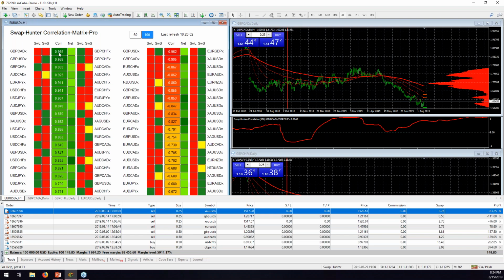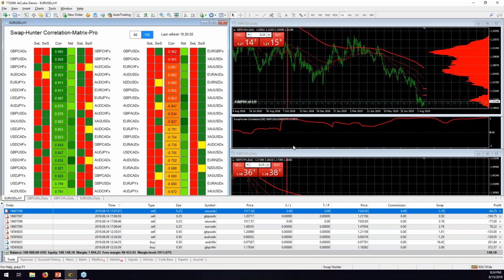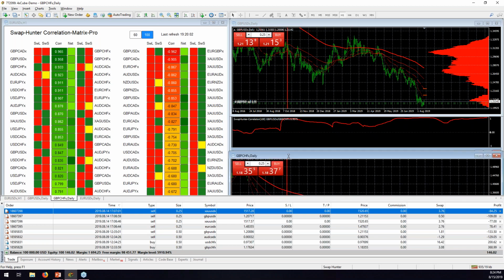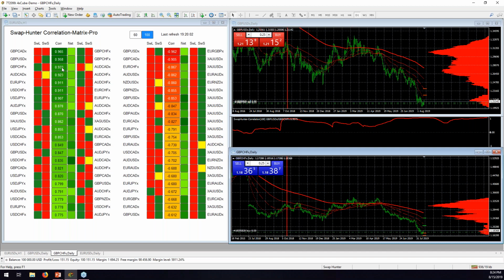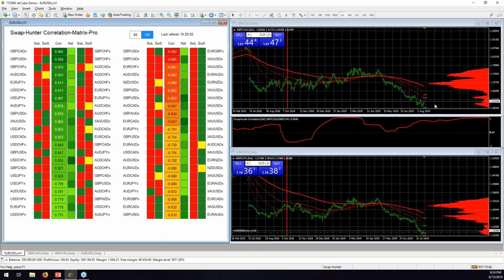Now I must reiterate that on the left hand side, these are positively correlated assets. You see, now the way that I can demonstrate that is by doing this. Okay, so positively correlated.